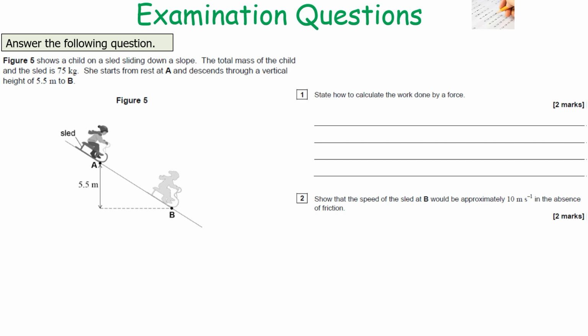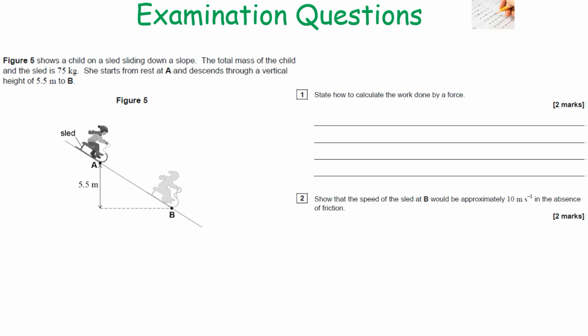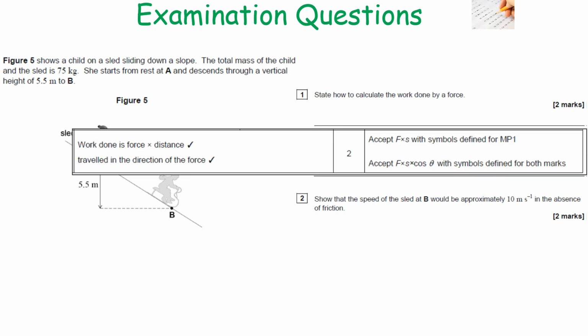Firstly, state how to calculate the work done by a force, then show that the speed of the sled at B would approximately be 10 meters per second in the absence of friction. So pause the video now, then unpause the video when you want to go through your answer. Right, so how to answer this particular question? Well, we've got to remember that work done is equal to the force times by the displacement, or the force times by the distance travelled in the direction that the force is acting in.